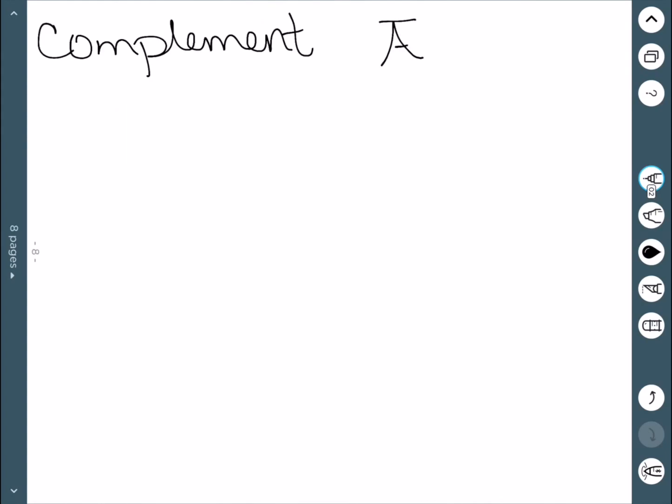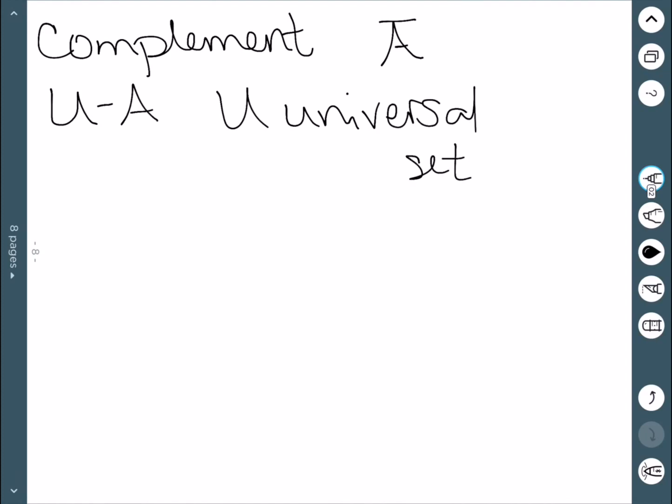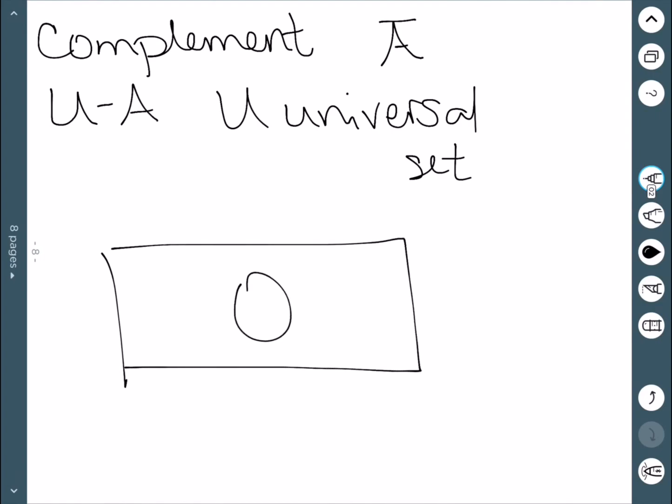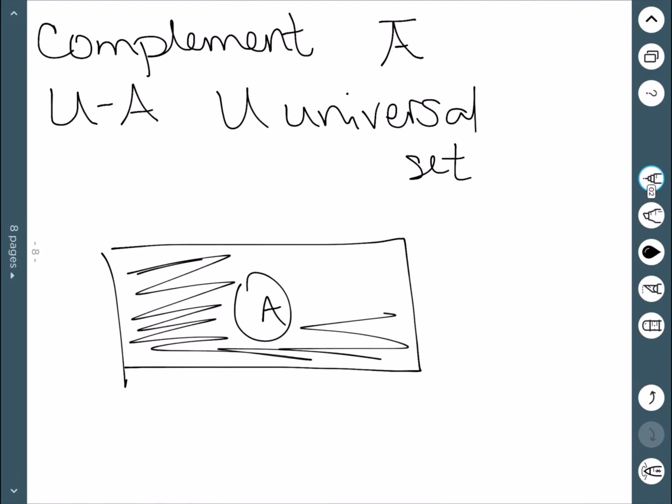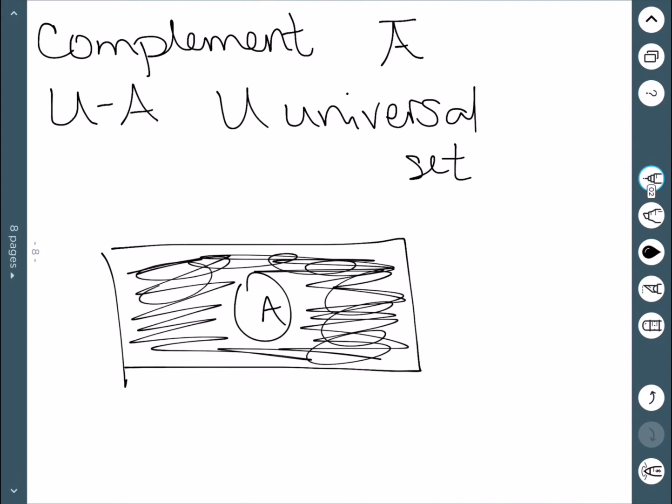The last operation we'll look at is called the complement, which is denoted by this A bar. And this is given by U minus A, where U is the universal set. It's where our elements are coming from. If I try to draw the Venn diagram, here's A, and it's everything outside of A. This does require us knowing our universal set, where we're coming from.